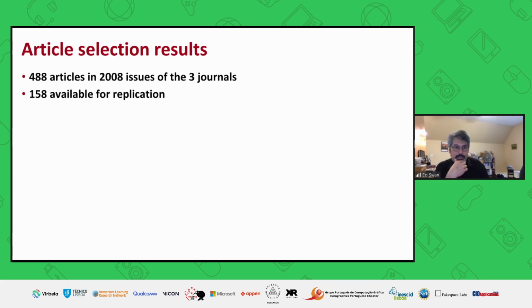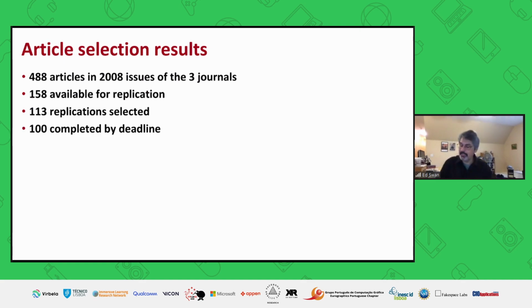So the results were 488 articles in the 2008 issues of the 3 journals. 158 of these were available to be replicated. 113 replications were selected and attempted, and 100 were completed by the deadline to make it into this paper. So by chance, exactly 100 studies were selected to be replicated.